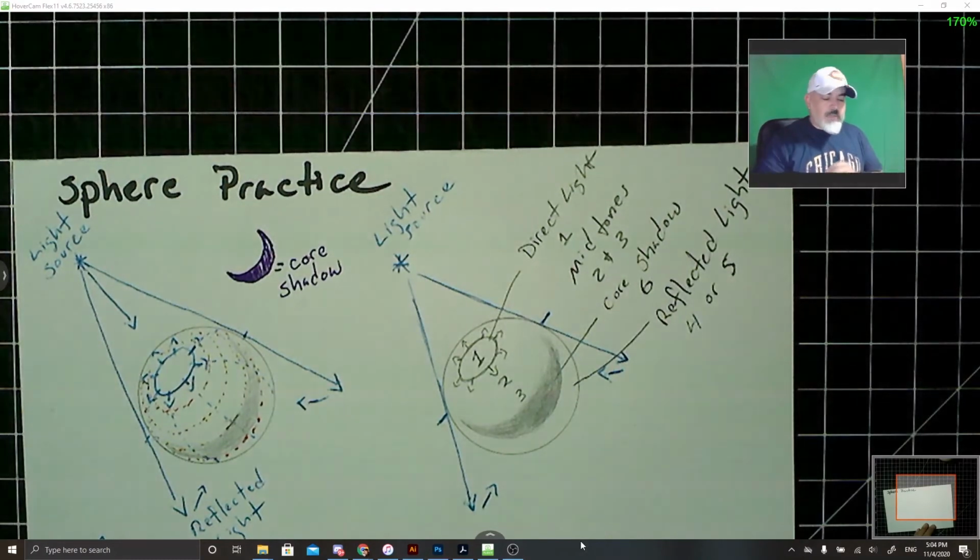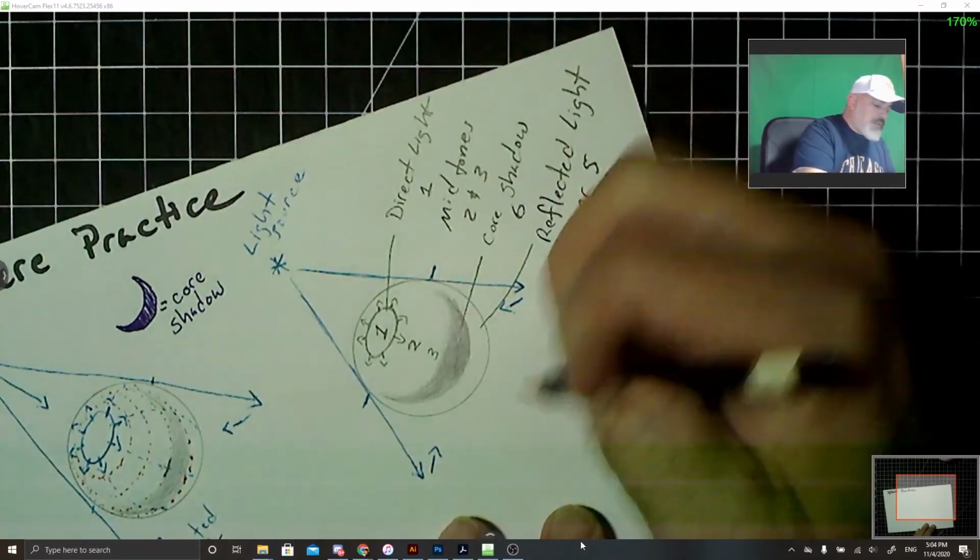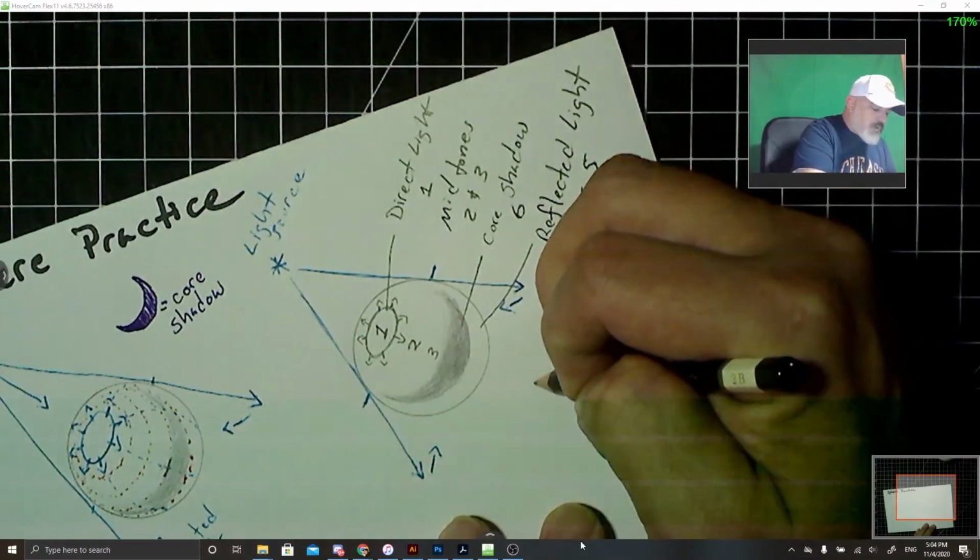Okay. So that's why we have our value scale there. That's why I'm putting it down, and that's why I'm explaining it. So you understand light is interacting with the environment. We need to understand that. And then let's look at a couple common mistakes that people make when they're drawing. One of the biggest mistakes I have students making every single year is when they draw their core shadow.